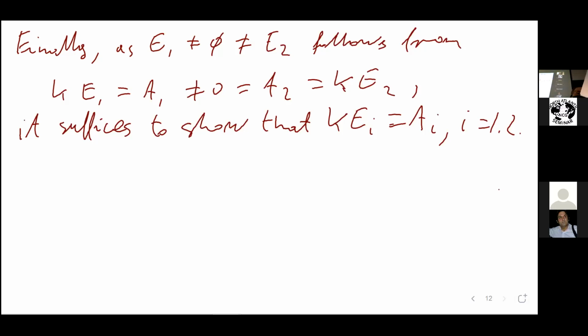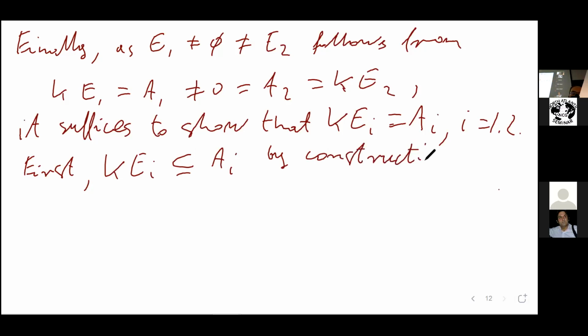So let's do it. So first observe that KEI is in AI by construction. Right, because what do I do? I have edges and vertices which are in, say, Pi, and I construct paths out of them, okay? And then they will all be in AI. Why?